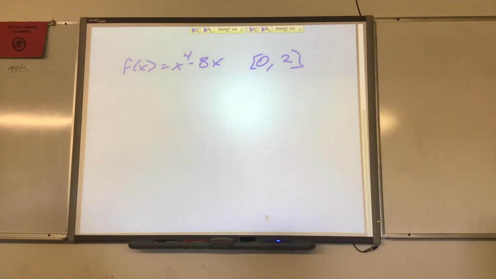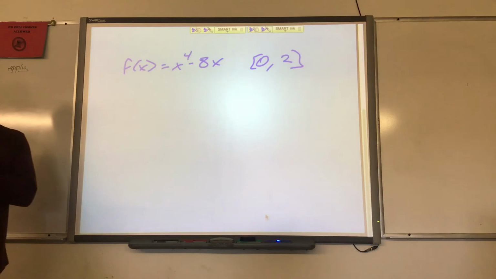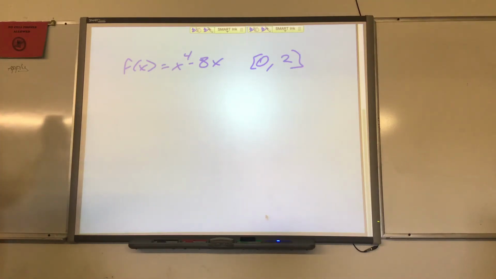All right, I want to do 2 things on this problem. I want to figure out my average rate of change, and then I want to figure out where my instantaneous rate of change is exactly the same as my average rate of change. So I want to do those 2 things. All right, so first of all, can I apply the MVT?